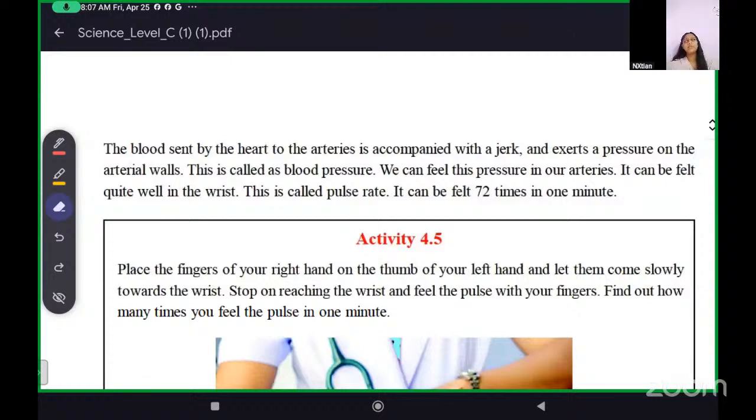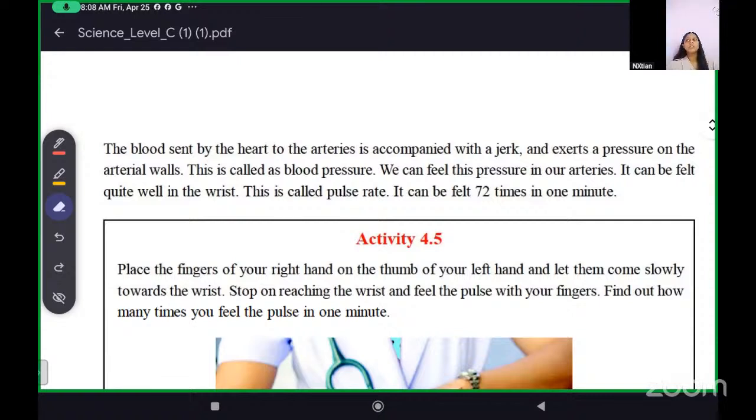Now, see, blood is sent by the heart to the arteries, and it comes with pressure. When the blood flows, it exerts a pressure on the arterial walls. Sometimes the pressure can be too high, so people say that BP is high, blood pressure is high. If you've heard that BP is high, this is the reason behind it.